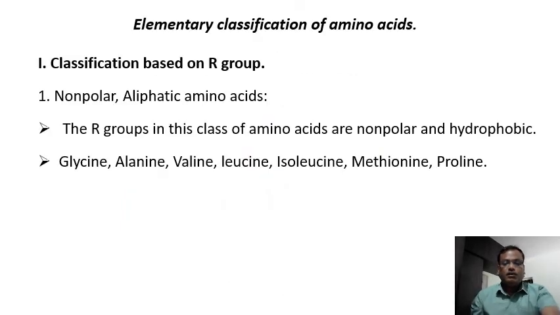Now, let us understand the classification of amino acids. So based on the reactive group, the amino acids can be grouped into non-polar aliphatic amino acids. Okay, so one type of amino acids based on the R group are non-polar aliphatic amino acids. You can call them neutral. The R group in this class of amino acids are non-polar and hydrophobic in nature. Examples for such amino acids are glycine, alanine, valine, leucine, isoleucine, methionine, and proline.